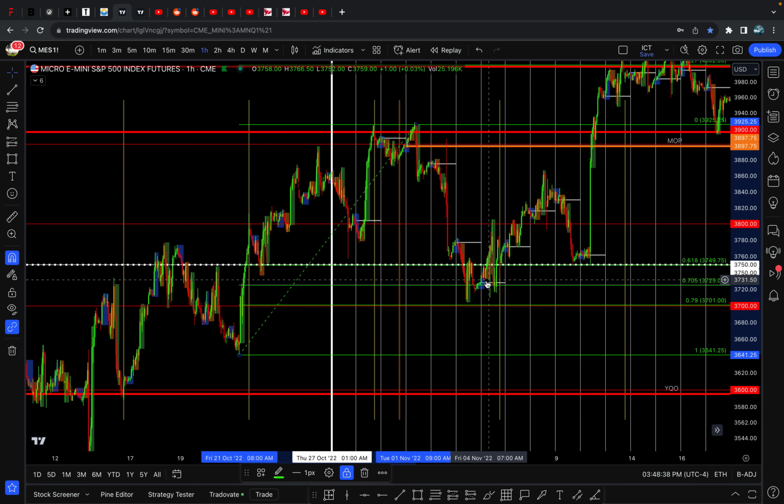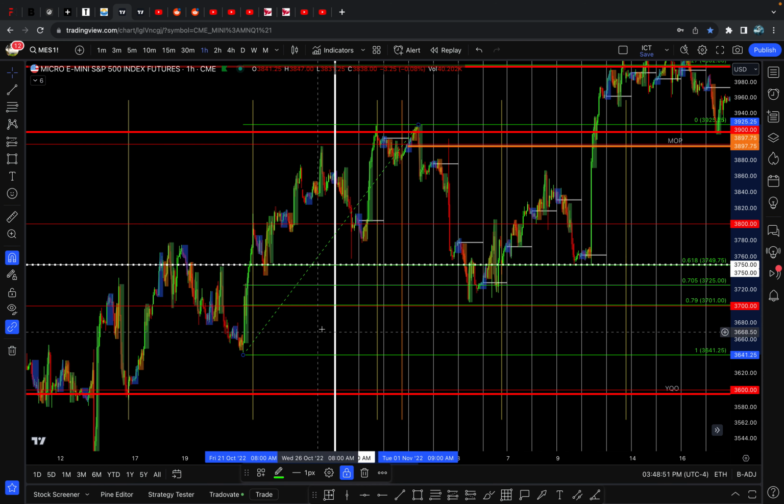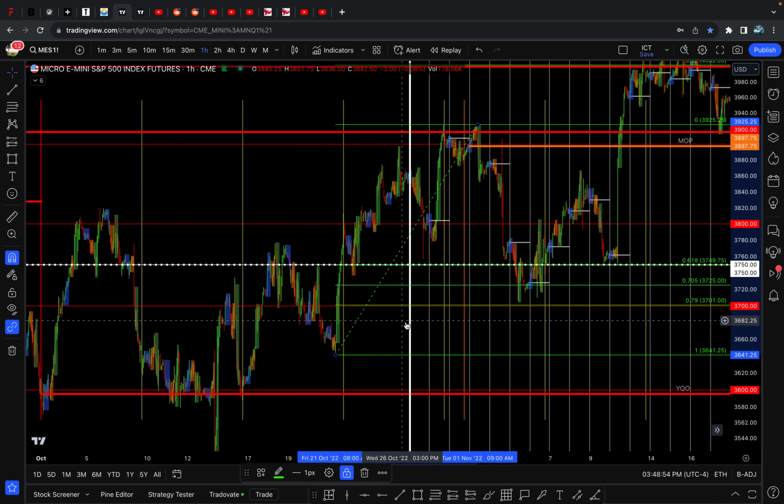Optimal trade entry long. Boom. Bounces right off of this 79% retracement level. Continues going up. So this is like previous weeks. Basically, previous week's high, or low.